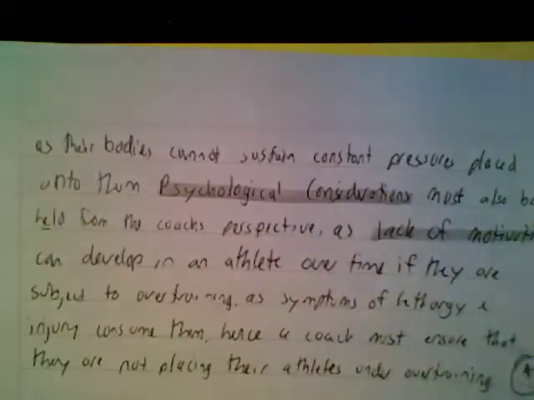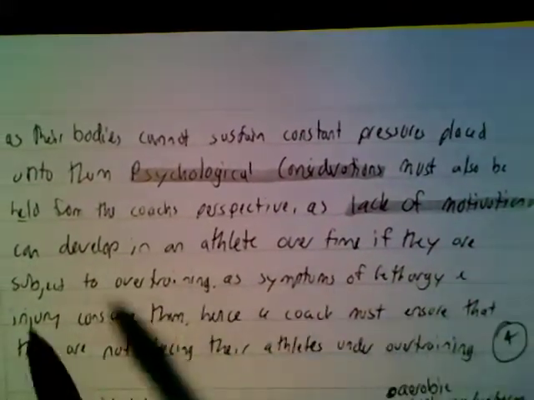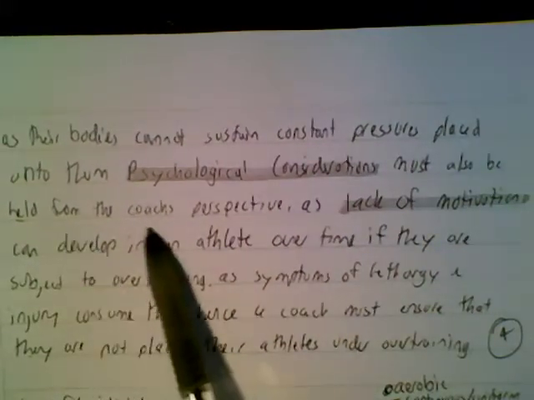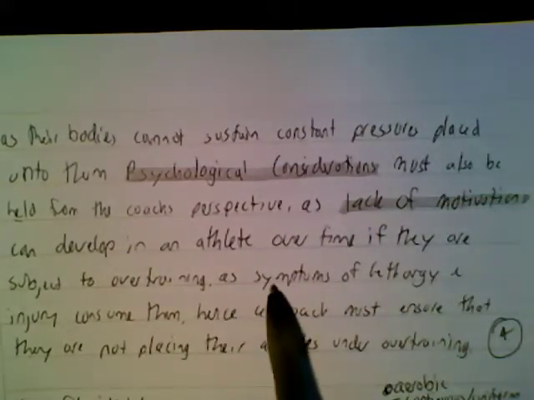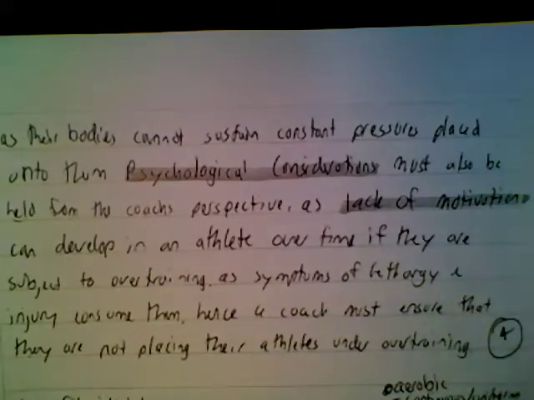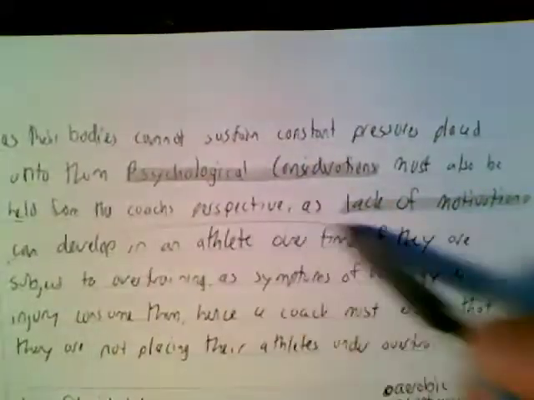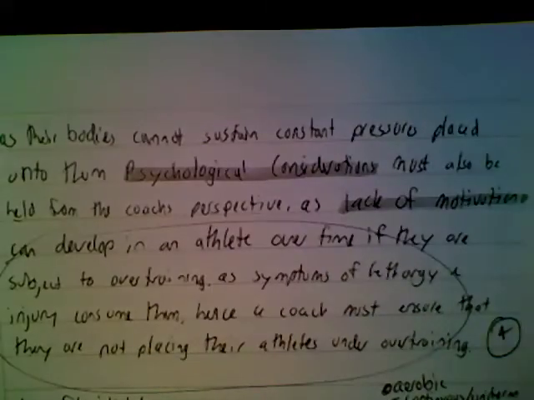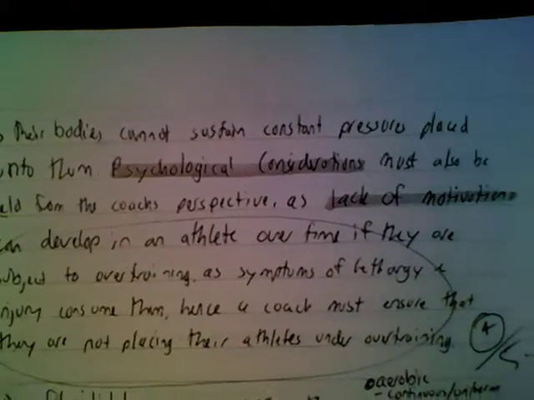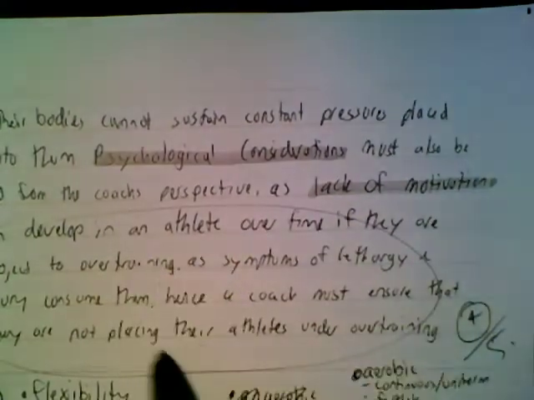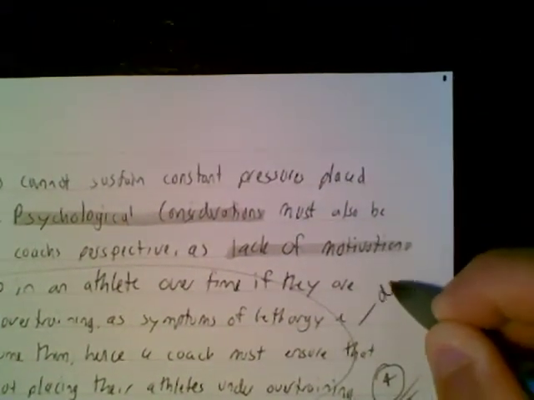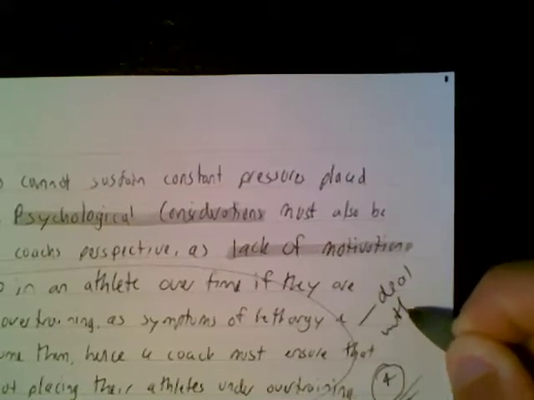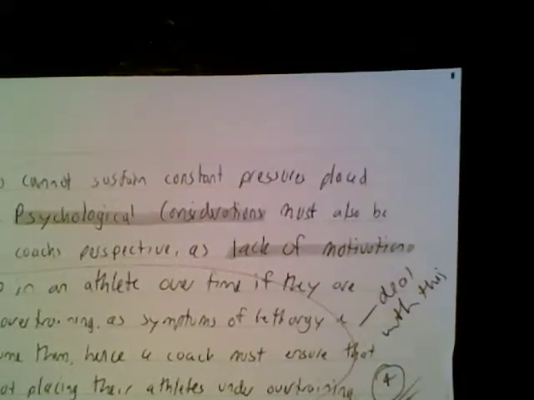Psychological considerations must also be held from the coach's perspective, as a lack of motivation can develop in an athlete over time if they are subject to overtraining. All right, so how can we deal with that? I reckon this part here is why the student only really got a 4 out of 5, because they haven't come back. This is more along the lines of symptoms. They need to look at how the coach could deal with this. And that's what would have given the student probably a 5 out of 5.